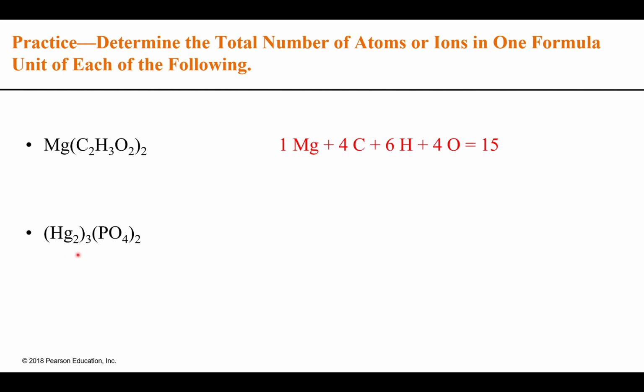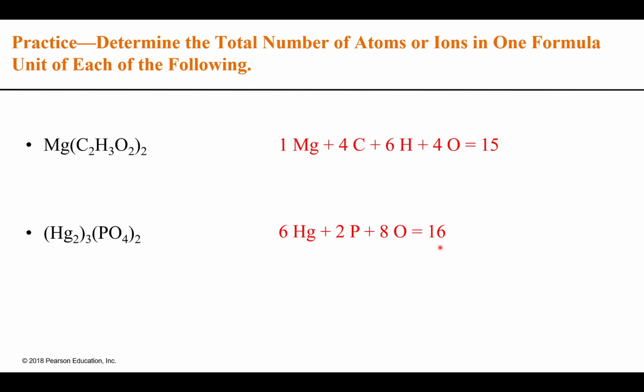Now let's look at the second one right here. I have 2 mercury atoms here, times 3 will give me 6 mercuries. 2 times 1 for phosphorus, that's 2. 2 times 4 will give me 8 oxygen. So that'll be 6 mercury, 2 phosphorus, and 8 oxygen, a total of 16.